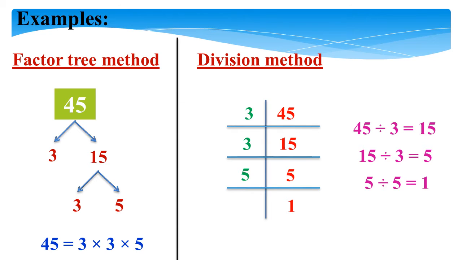So finally, the prime factorization of the number is obtained by the product of all divisors. So 45 equals 3 times 3 times 5. Here the factor tree method and division method give the same answer.